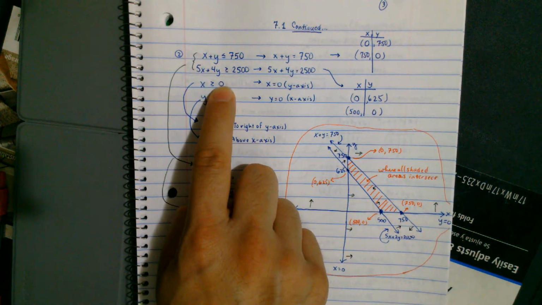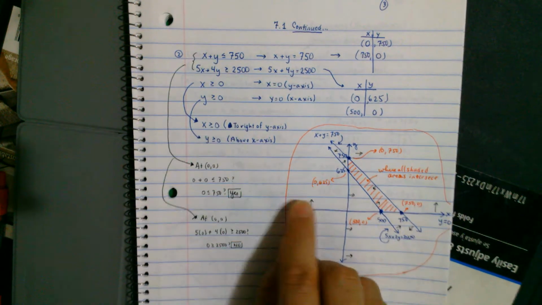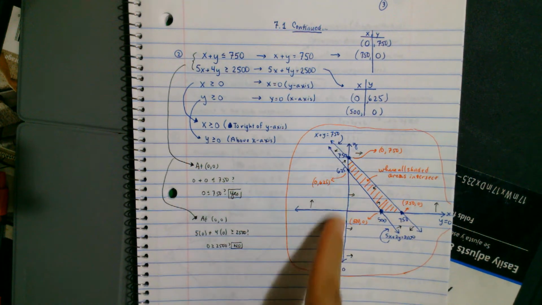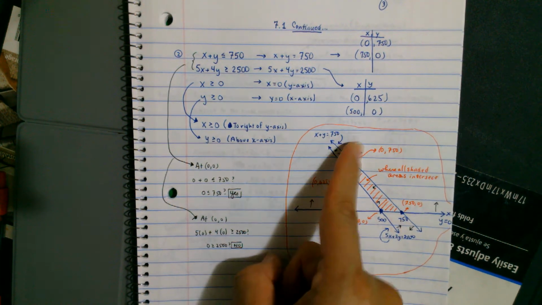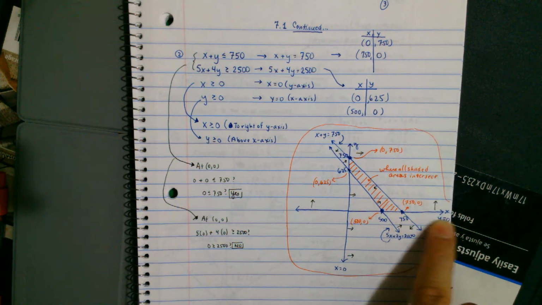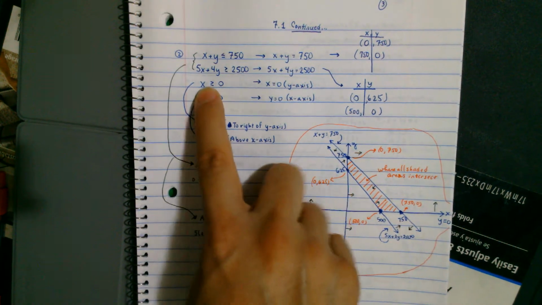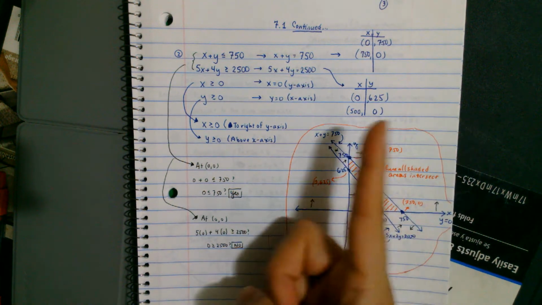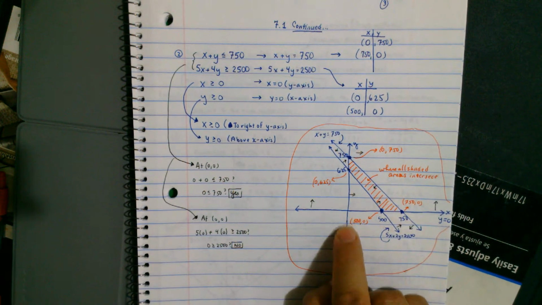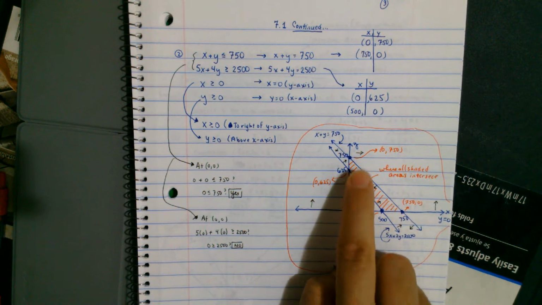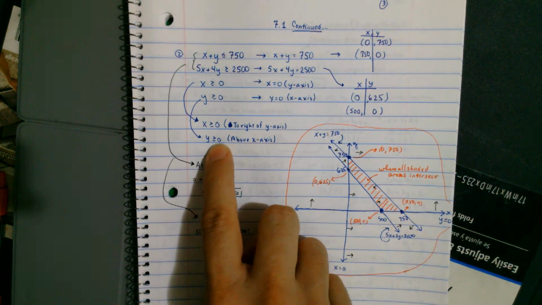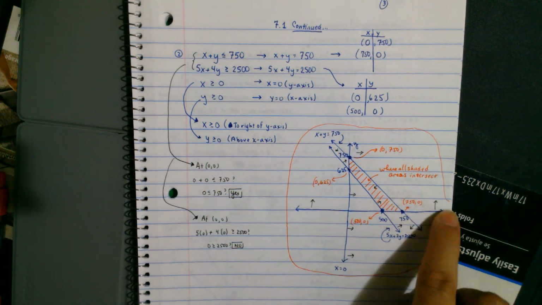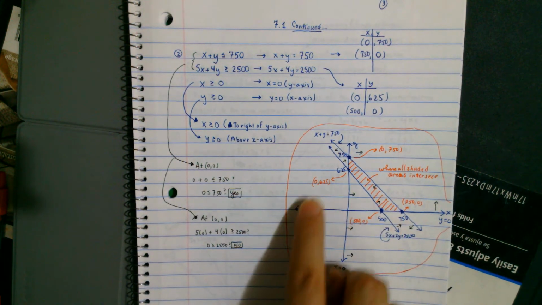Now x greater than or equal to 0, y greater than or equal to 0. x equals 0 is the y-axis. y equals 0 is the x-axis. So if I want x greater than or equal to 0, that is this line, and x is to the right. So I put these little arrows to show I'm going to shade to the right of the y-axis. y greater than or equal to 0 means I'm going to shade above the x-axis. So I put these arrows here to show I'm going up.